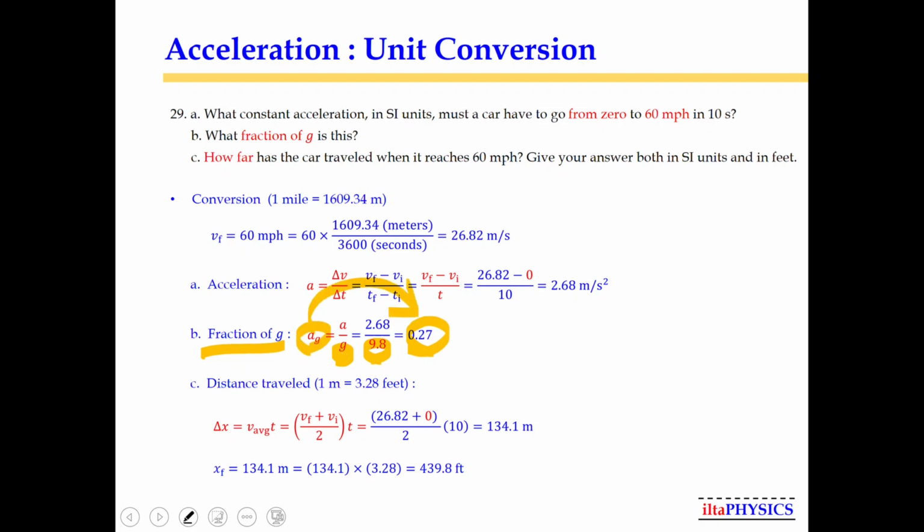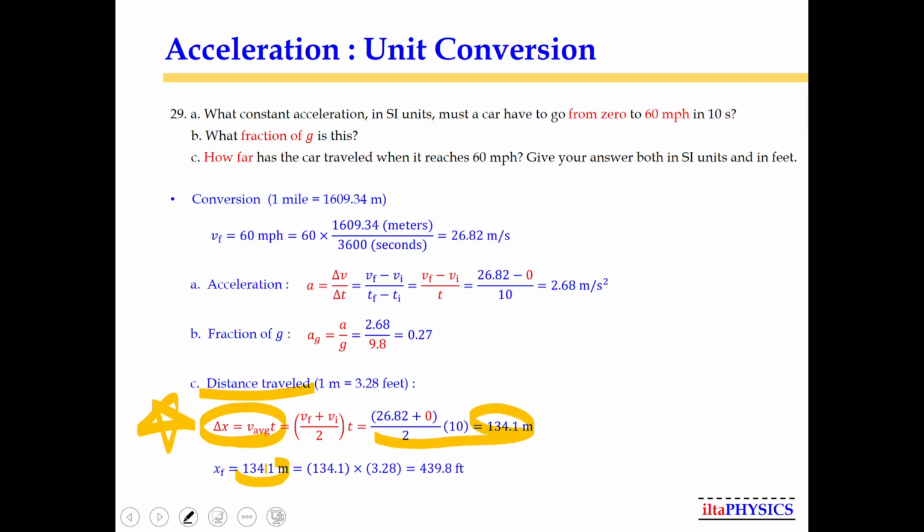Finally, for the distance traveled, if we apply the displacement formula using the average velocity we mentioned earlier, we get 134.1 meters. Since 1 meter is 3.28 feet, converting this back to feet gives us 439.8 feet. Although this is a basic problem, it includes unit conversions, so please practice until you are comfortable with them.